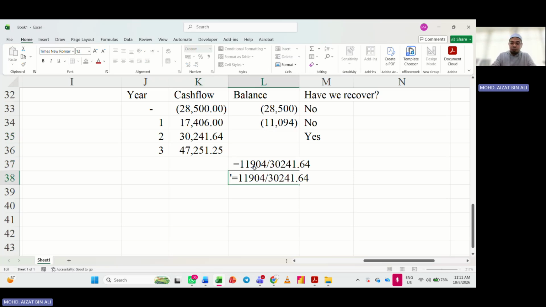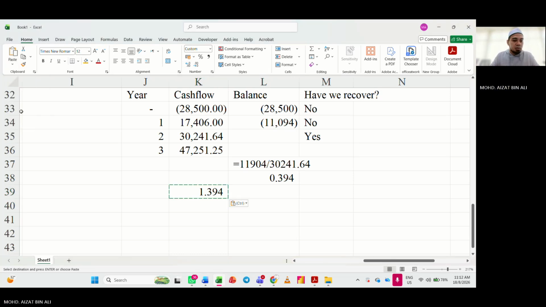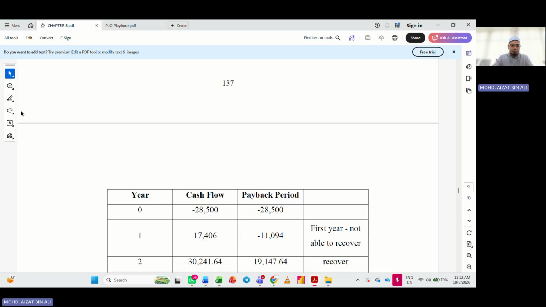So here the answer would be 0.39. So we need 1 year plus 0.39, because here we still have the 1 year period. So the period is 1.394. Let me record just that. Okay, 1.39.